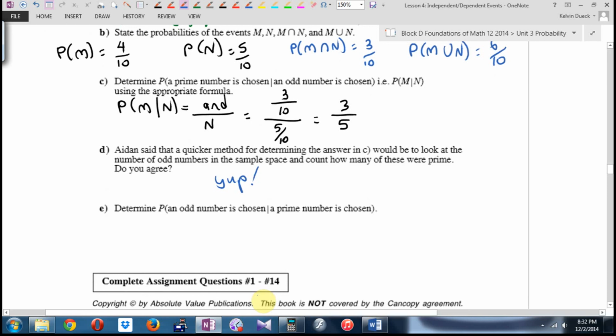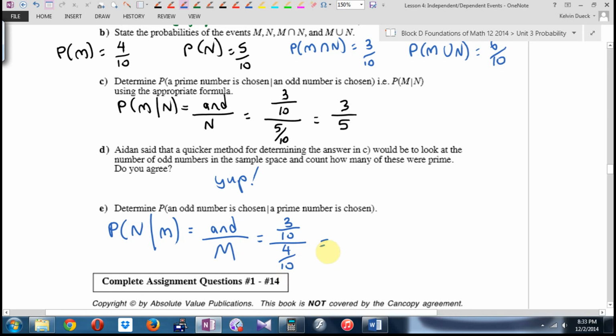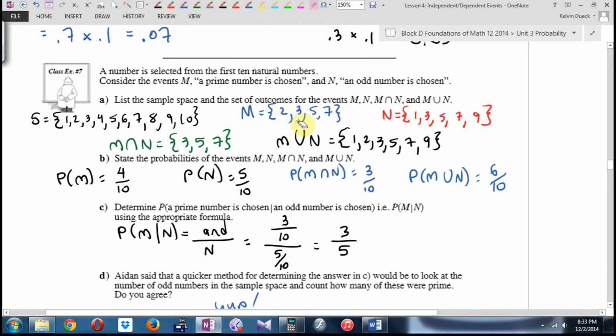Find P of N given M. Okay, that's going to be and both over the given one. And both is 3 out of 10 over probability of M is 4 out of 10. And if you divide them, I think you'll get 3 out of 4. And now that I see that, I say to myself, you know what? What we're really saying is if you know you're a prime number, what's the probability that you're also odd? Here's my prime numbers. How many of those are odd? 3 out of 4. And I see a shorter way to do it, but I did it the long way and it worked.